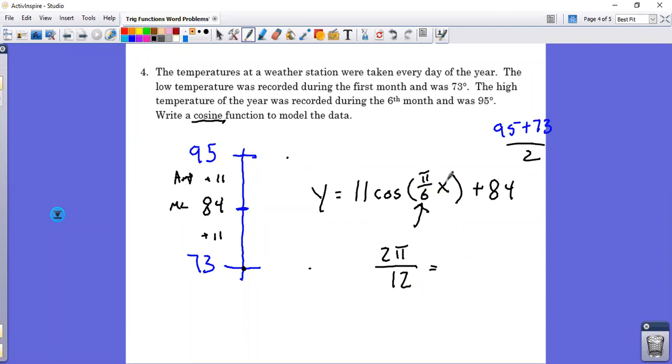You can put an x here, theta here, it doesn't matter. But if the period is 12 months, and I know that because it's going for a full year and they're talking about months. The only thing, if it starts at the low, we're going to make this a negative. So if you know the maximum and the minimum, you can get the midline, just find the average, and then the amplitude is the difference from the midline to the maximum or minimum.